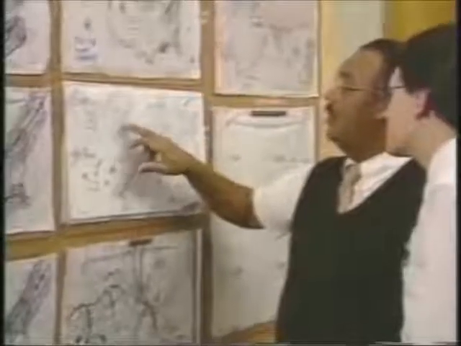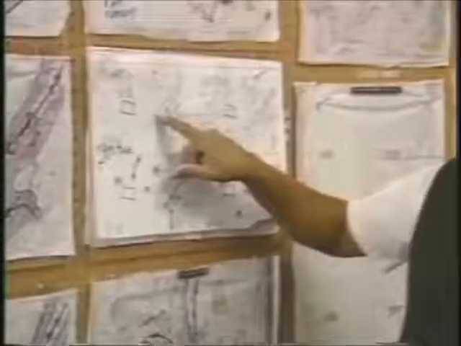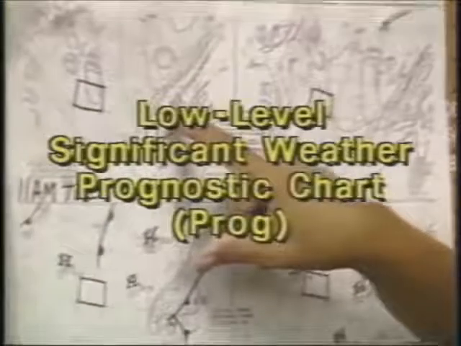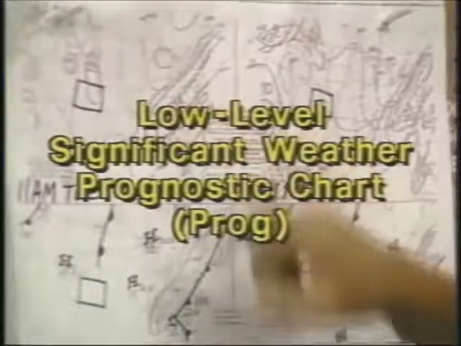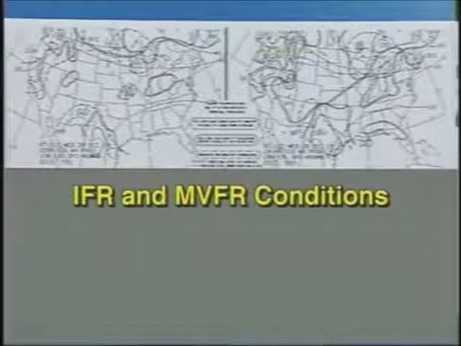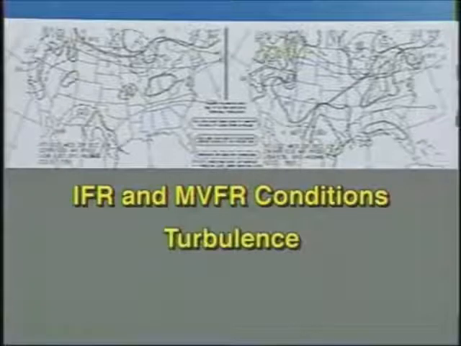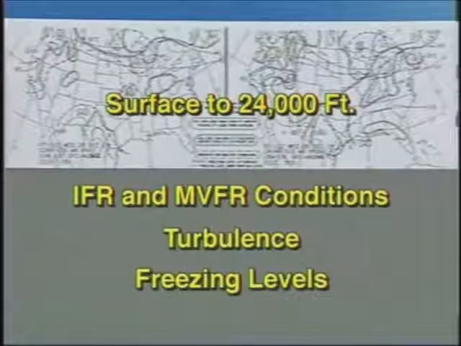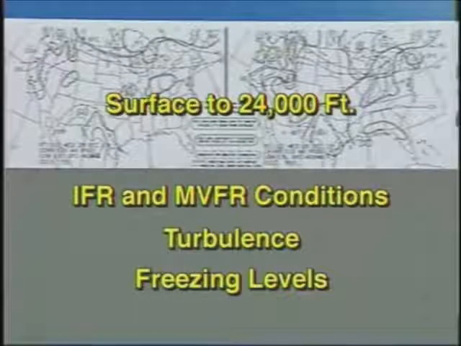The charts we have seen so far in this program have all depicted observed weather conditions. Other charts, including the Low-Level Significant Weather Prognostic, or PROG chart, offer a forecast of future weather. PROG charts are divided into 4 panels. The top 2 contain 12 and 24-hour forecasts of IFR and marginal VFR conditions, turbulence, and freezing levels. These two panels forecast the weather from the surface through approximately 24,000 feet.